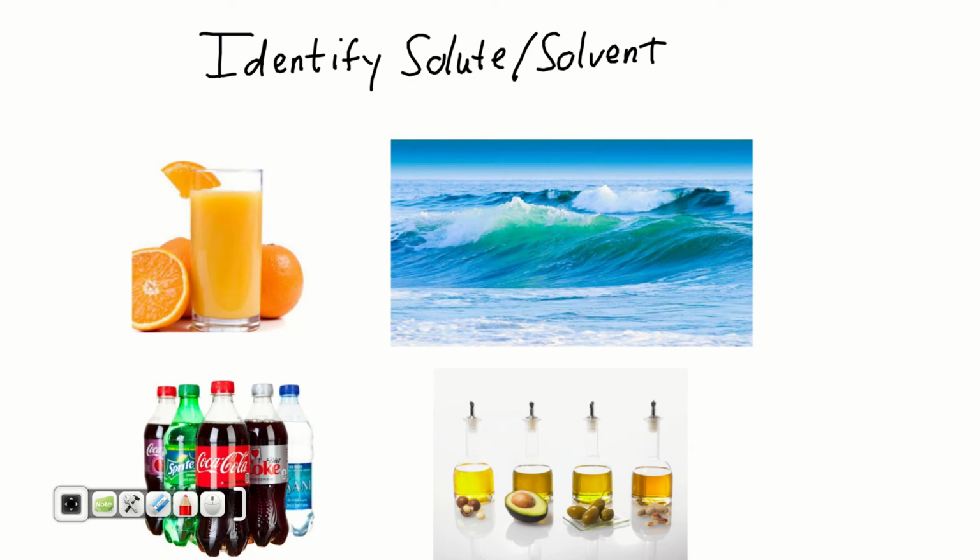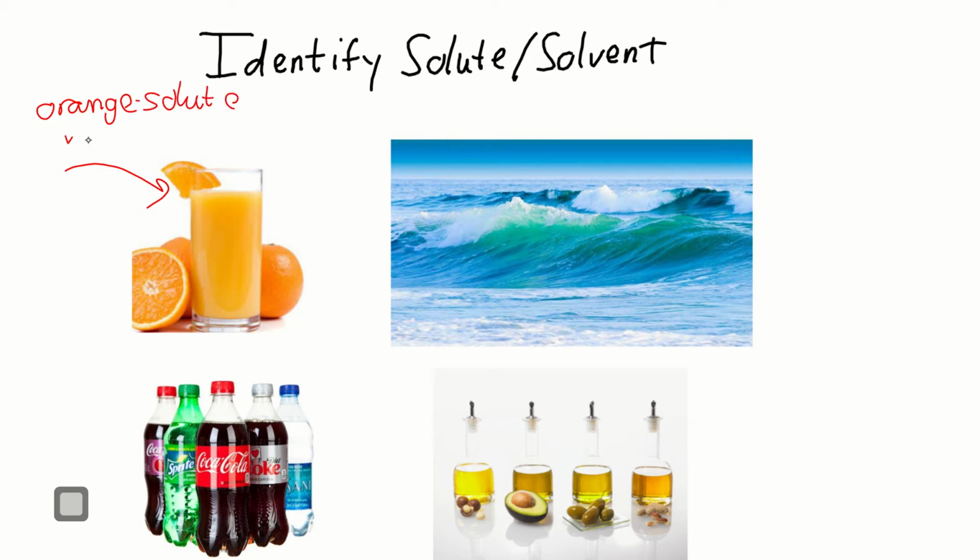Here are some examples. If I said, identify the solute and solvent. Right here, orange juice. Orange would be my solute, and water is my solvent. I usually put some water in. Obviously, you can have pure orange juice, but a lot of times there's a little bit of water that waters it down some, so it's not so concentrated.